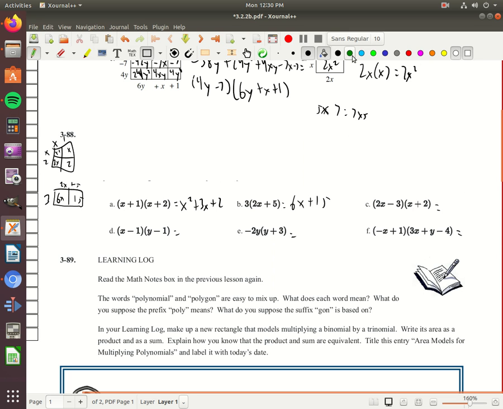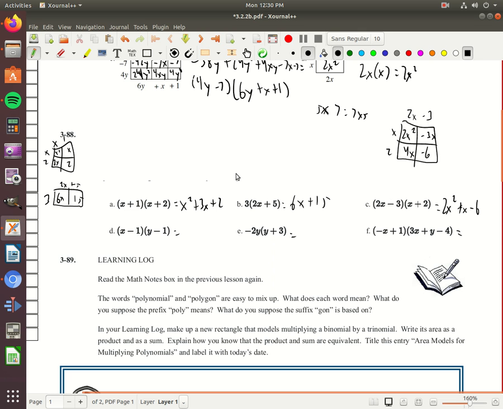But my area model on this one is going to be a 2 by 2 area model. It's a binomial times a binomial. So 2x, one term, negative 3, another term. x is one term, 2 is another term. I get 2x squared, 4x minus 3x minus 6. So this will equal, combining like terms, 2x squared plus x minus 6.